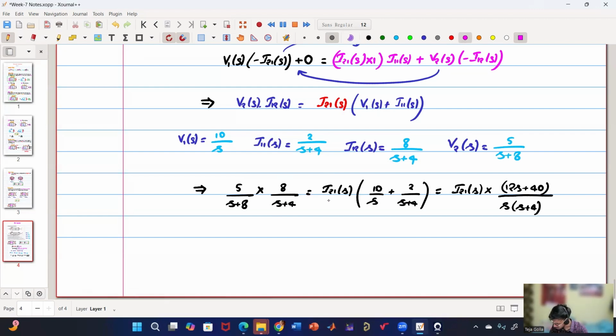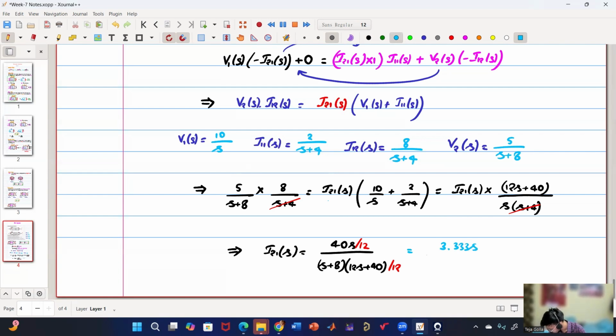So now S plus 4 will get cancelled. So I can do some cancellation. So this S plus 4 will get cancelled. Then I can get I21 of S equal to 40 S by S plus 8 into 12S plus 40. So now I'll divide this by 12. I'll also divide this by 12. So then I'll get 3.333 S by S plus 8 into S plus 3.333. So this is my I21 of S.